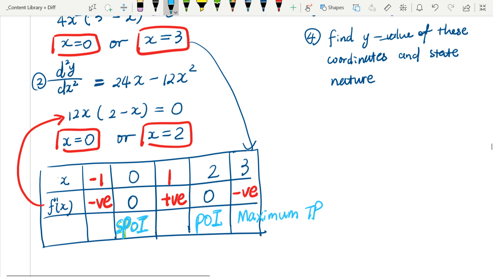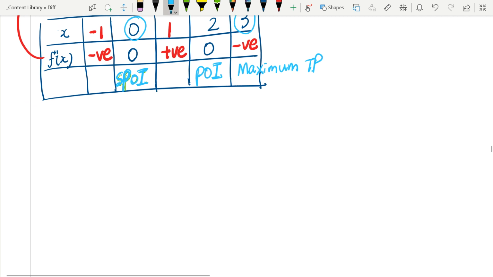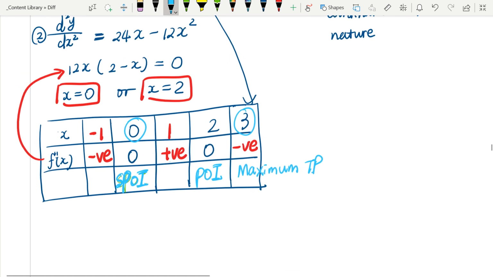A second derivative less than 0 is definitely a maximum turning point, plus the first derivative equals 0. So a negative second derivative gives you a maximum turning point. At 2, when the second derivative changes sign on both sides, it is a point of inflection. And for 0, the first and second derivatives both equal 0 and change sign on both sides, so it's a stationary point of inflection. Any questions? And you can find the coordinates.